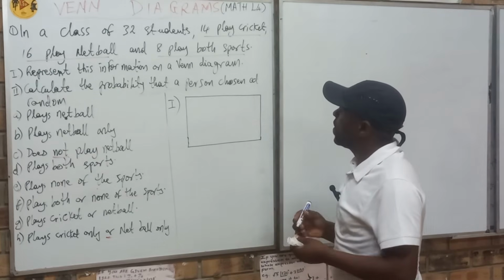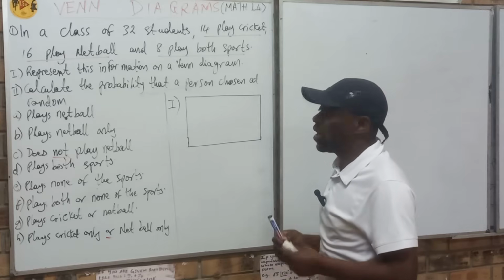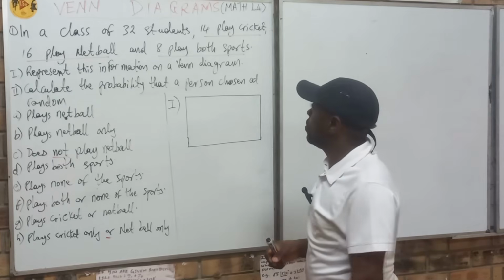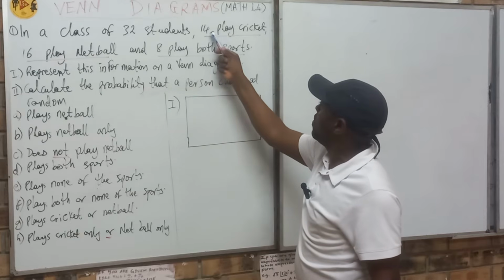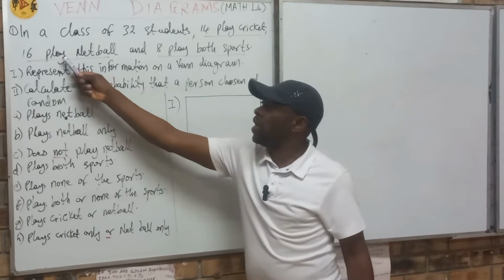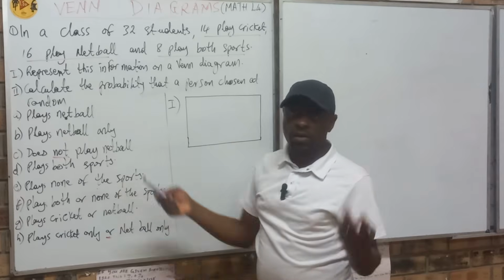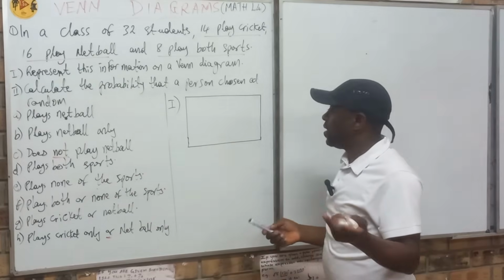Now that we've seen the sample space, we need to check how many events we have. To know your number of events, you just need to pick from the question. This question is talking of those who play cricket and those who play netball. So that is all, which means we only have 2 events.